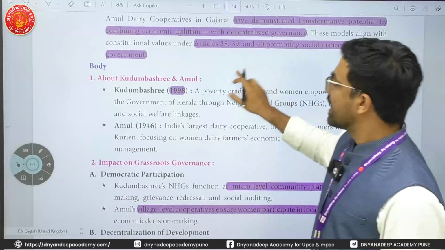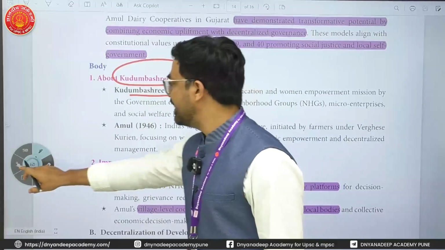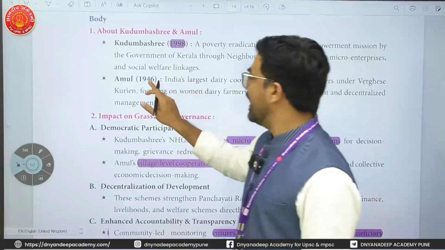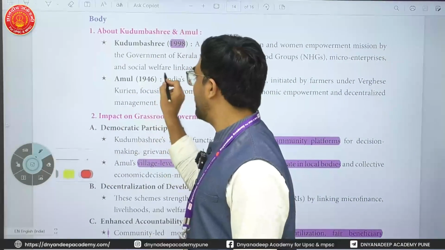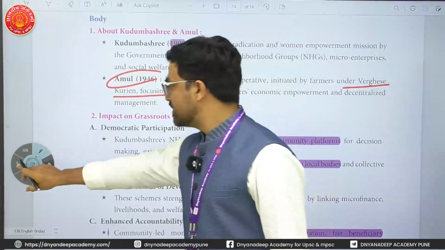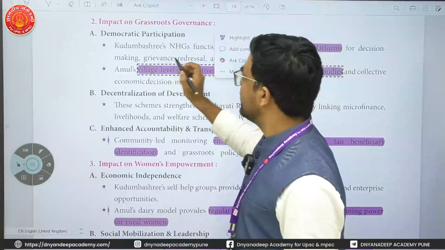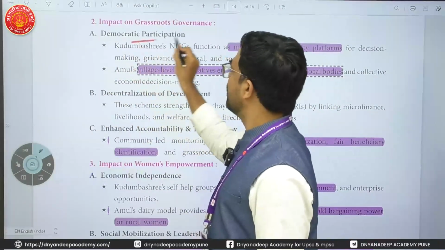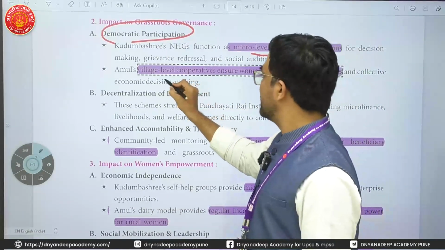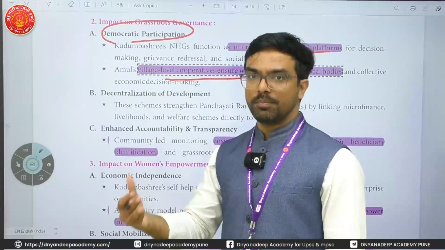So, introduction: what is Kudumbashree and Amul? Kudumbashree was started in 1998 for poverty eradication and women empowerment in Kerala, and Amul was started in 1946 by Verghese Kurien. It is one of the examples of successful cooperatives in India. So, its impact on grassroots governance: it ensures democratic participation, right? Because there are micro-level community platforms in Kudumbashree and village-level cooperatives in Amul. They ensure participation of women and people in local areas.